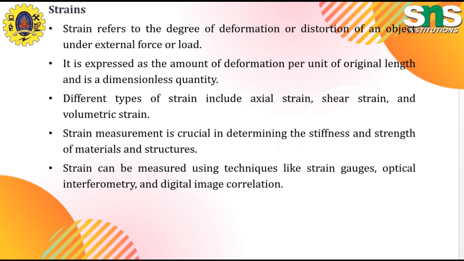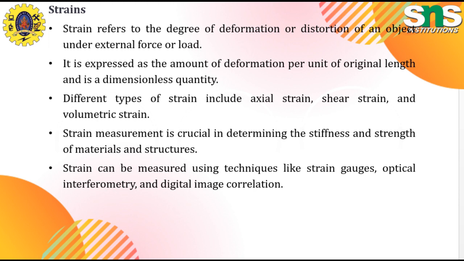Strain can be categorized into several types, including axial strain, shear strain, and volumetric strain. Axial strain is the elongation or compression of an object in the direction of an applied force, while shear strain is the deformation that occurs when two forces act in opposite directions parallel to a surface. Volumetric strain is the change in volume of an object due to a change in pressure.